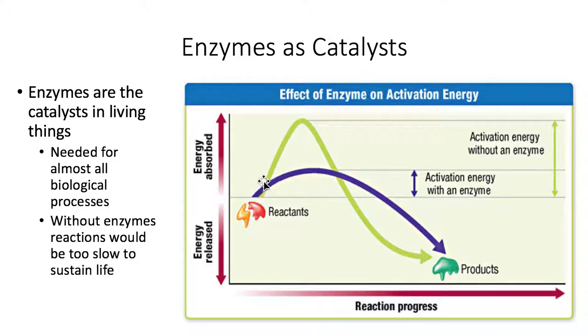So instead of having to climb this huge hill and absorb this enormous amount of energy, and you can see it with this green arrow, enzymes make it so you need less energy. You have a smaller hill. So you're still starting with reactants, you're still finishing with products, but with the help of an enzyme, you need less activation energy for the same reaction to happen.